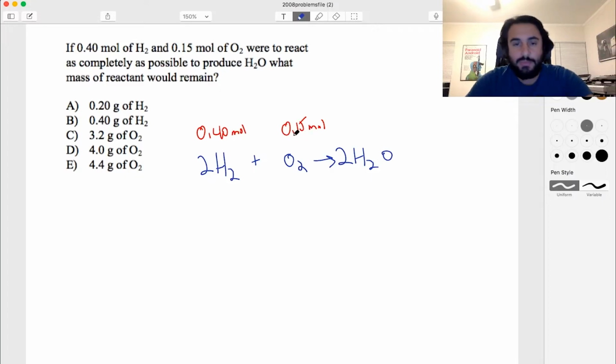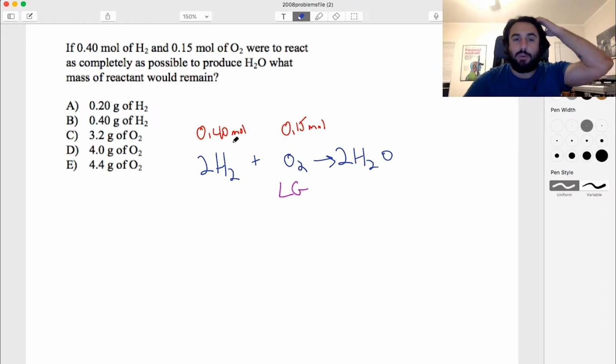Similarly, 0.15 moles of oxygen will require 0.3 moles of hydrogen to react completely, right? We double it. So 0.15, 1 to 2 ratio, we need 0.3 moles of hydrogen, and we do have that. We have more than enough. So clearly, whichever way you approach this, oxygen is the limiting reagent. It's going to run out first, and therefore we're going to have hydrogen in excess.